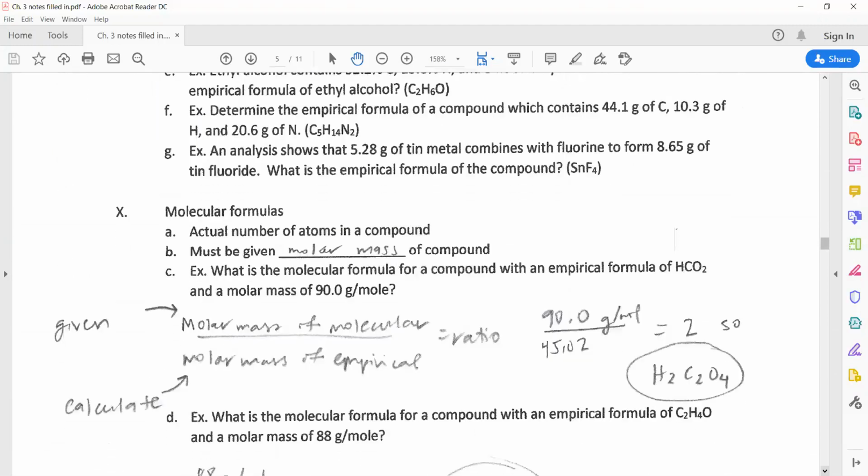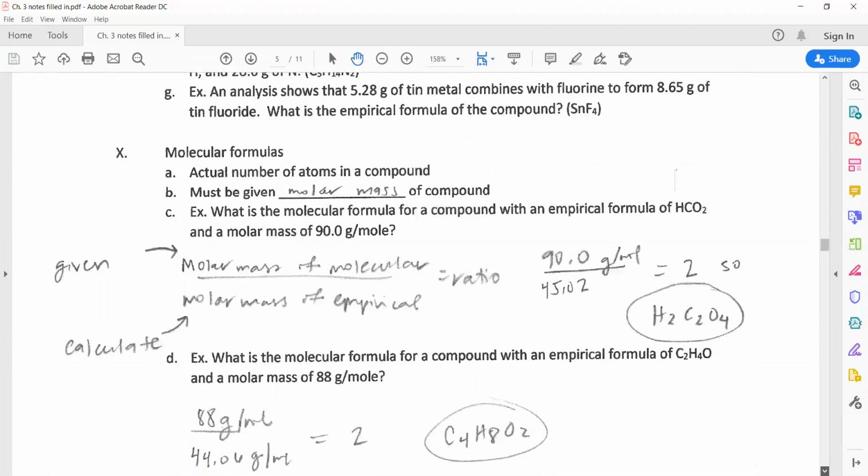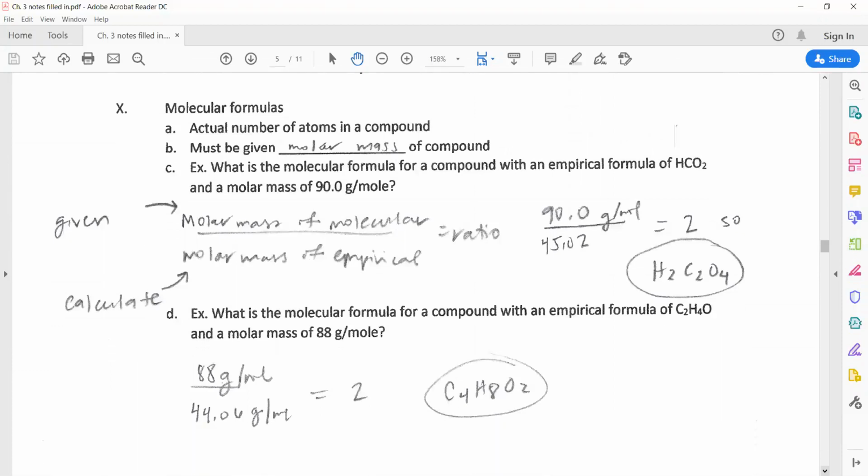To then jump from the empirical to the molecular formula. Remember, empirical is the simplest ratio. Molecular is what the actual compound looks like. You have to be given one additional piece of information, which is the molar mass of the real molecular compound. So here it says, what is the molecular formula for a compound that has the empirical formula of HCO2 and a molar mass of 90?